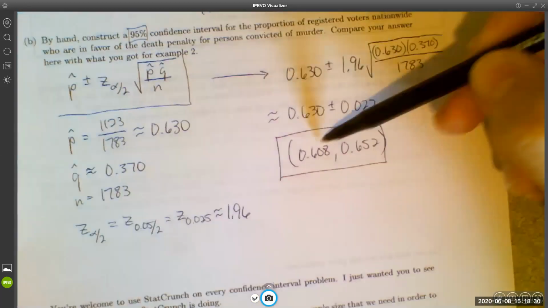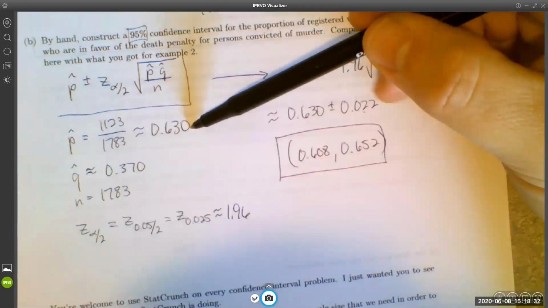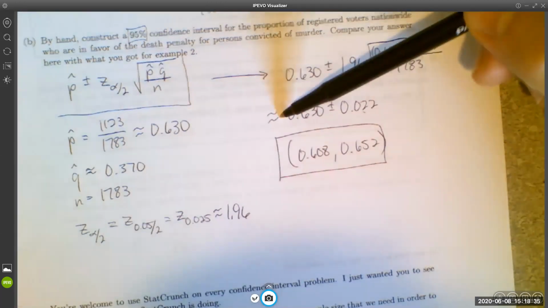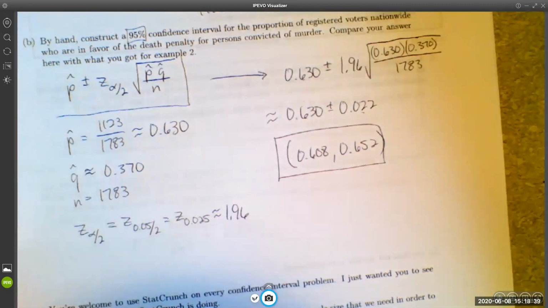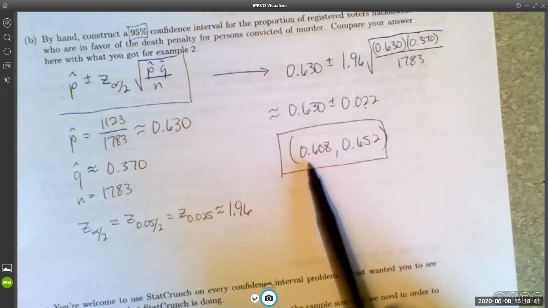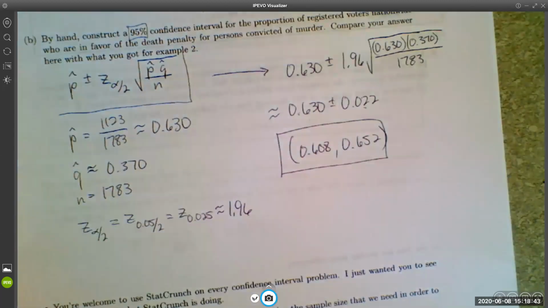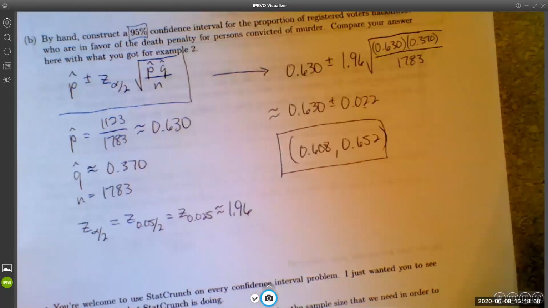The reason that we're off is because we did rounding here, we did rounding here, we did rounding here, and all of these rounding errors are starting to compound and they're starting to affect our answers, which is why you should just use Statcrunch. You're welcome to use Statcrunch on any of the problems on tests and quizzes and on the homework. Just use Statcrunch. It's going to give you a more accurate answer.